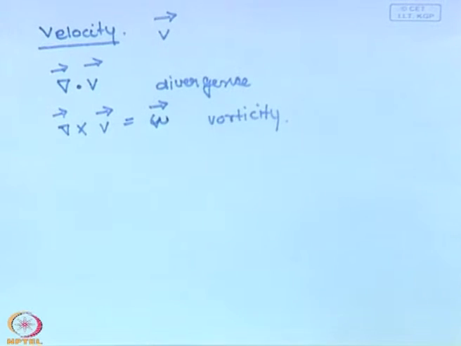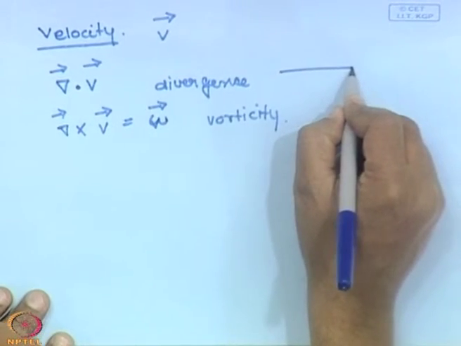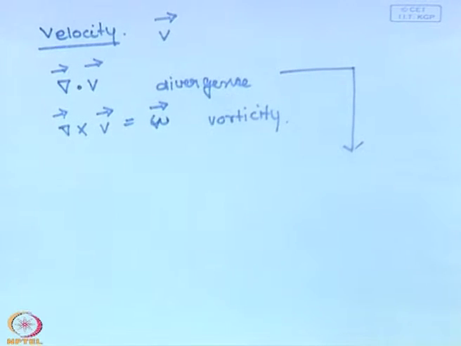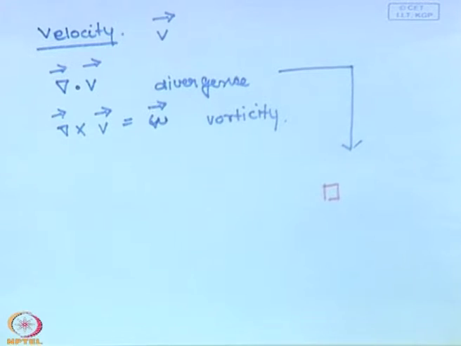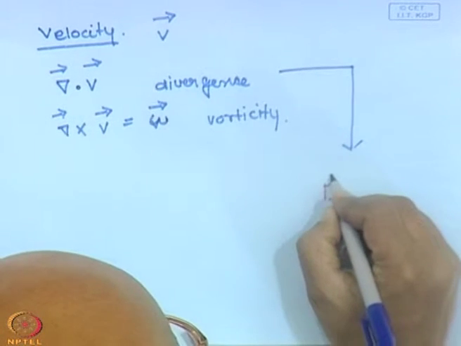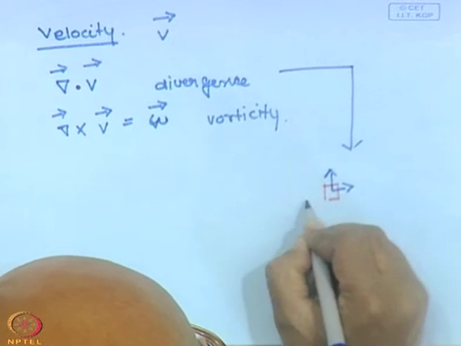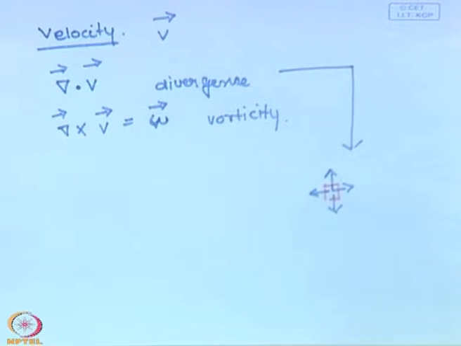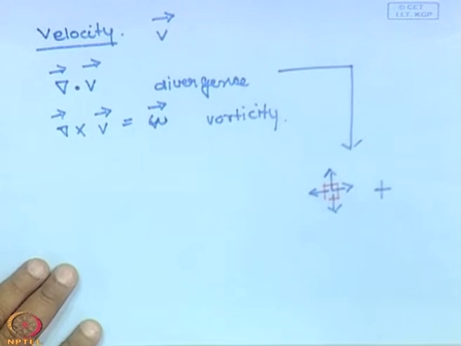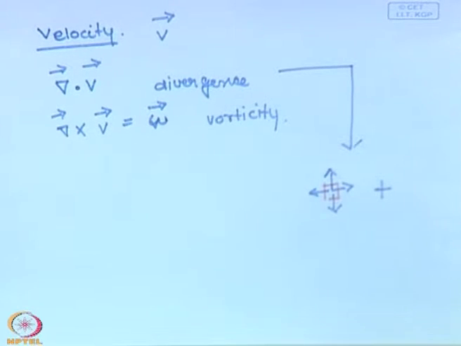And what do these two represent? So, we know from Gauss theorem that del dot V, the divergence, if the divergence is positive, it tells us that if this is my volume, the fluid is flowing out. A vector field which looks like this will have positive divergence, right. And the opposite situation where it is converging will have negative divergence.